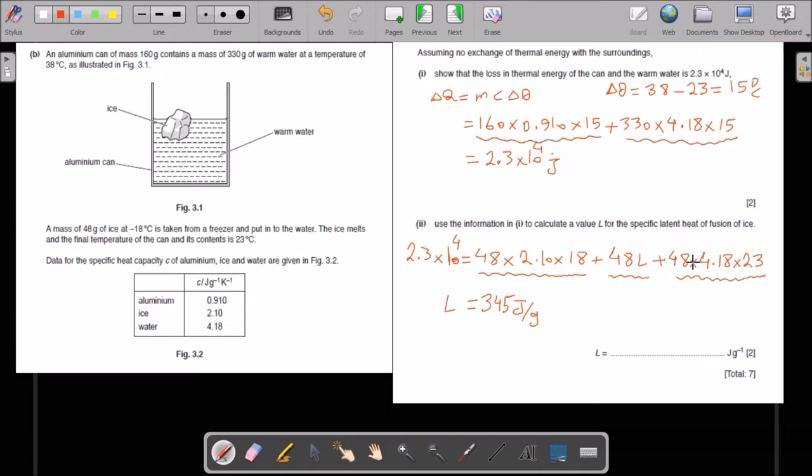So if you calculate, L will be subtracted. So L is equal to 345 joule per gram.